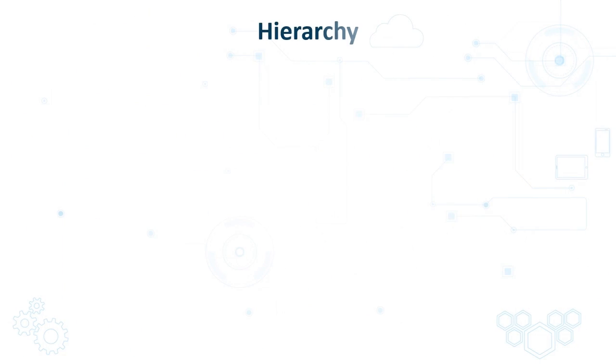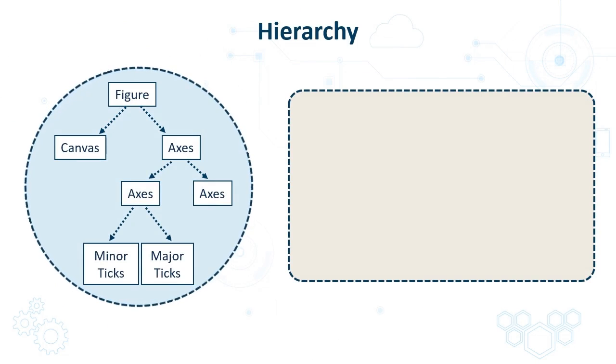So let us examine the hierarchy of various elements within matplotlib. Right at the top sits the figure object, and a figure consists of a canvas and axes. Your axes could be the x and y axis, or maybe even a z axis or others. And within these axes, there will be ticks. These could be minor and major ticks. And there are, of course, several other elements.